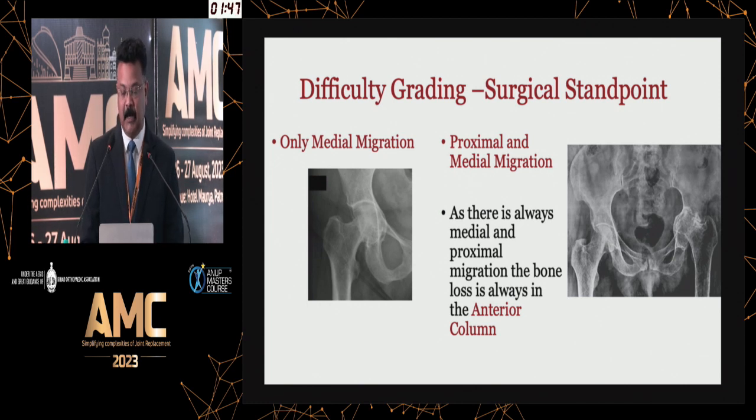Then we come to the point of whether there's only medial migration or is there medial migration and proximal migration involved. More often than not, when there is medial and proximal migration, there is almost always anterior column bone loss. So this needs to be borne in mind, because this is where your cup rim capture is affected. And if we are overzealous in terms of trying to do something, more often than not, we'll land up in an issue which we can't correct.